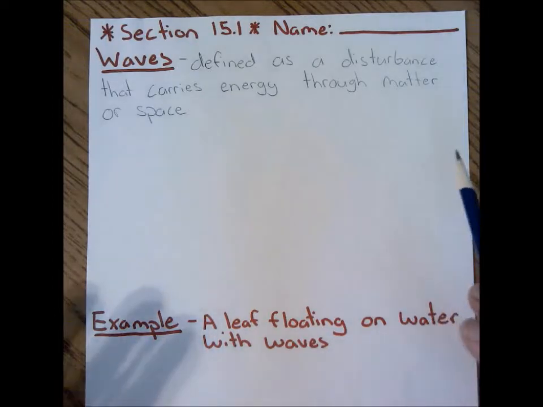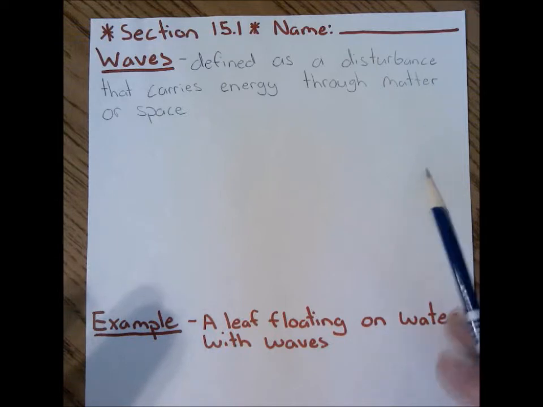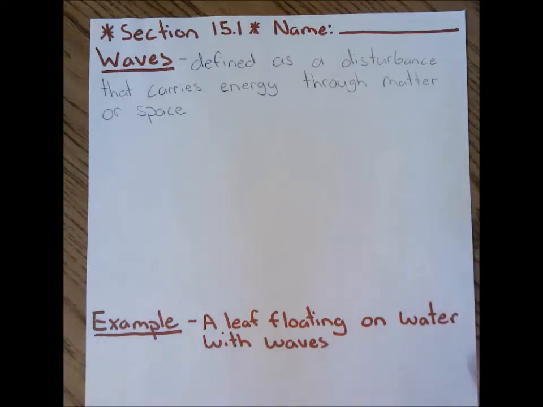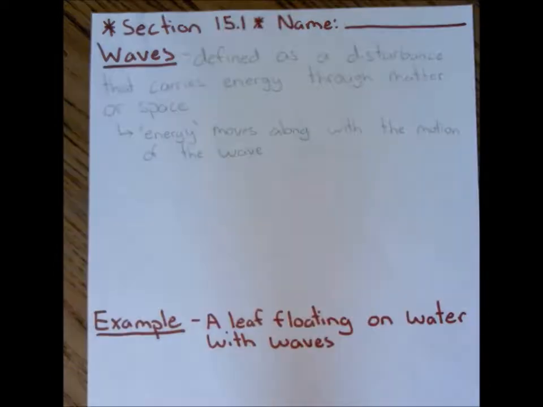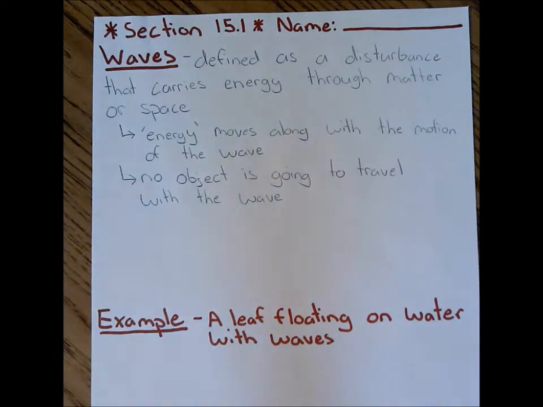Number one, this energy moves along with the wave through its motion. The second point to make here is that no object is going to travel with the wave. These two points will make a little bit more sense when we go through our example in a few moments.